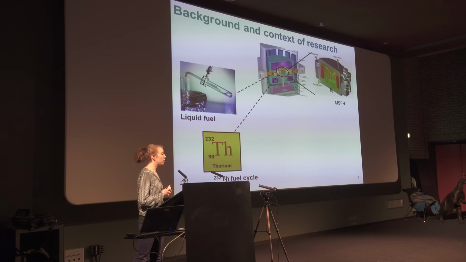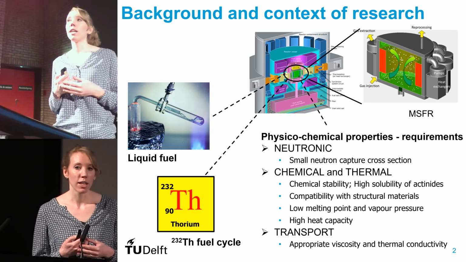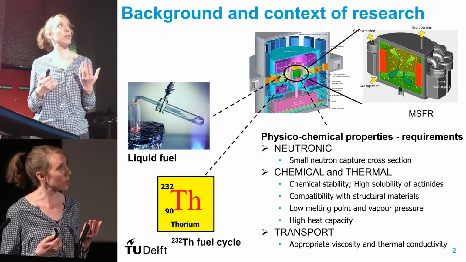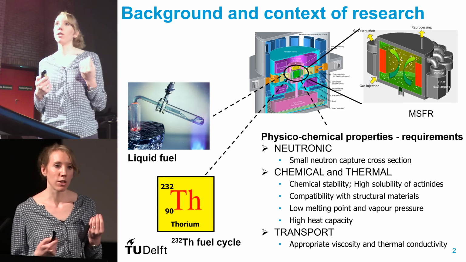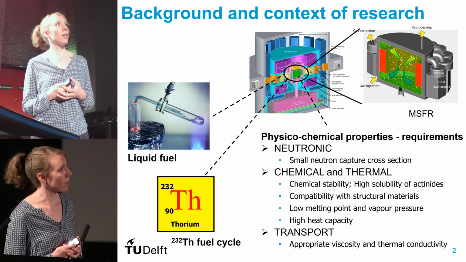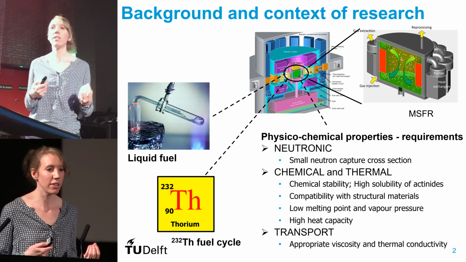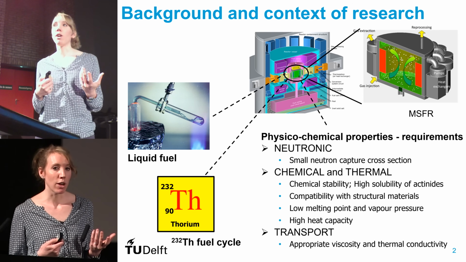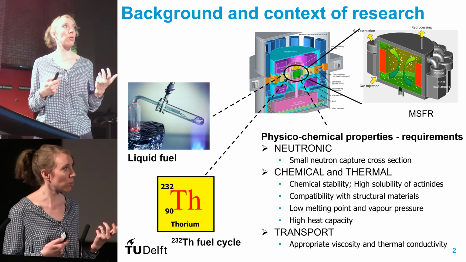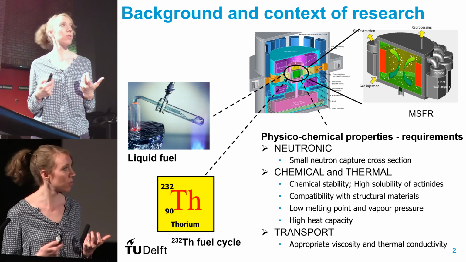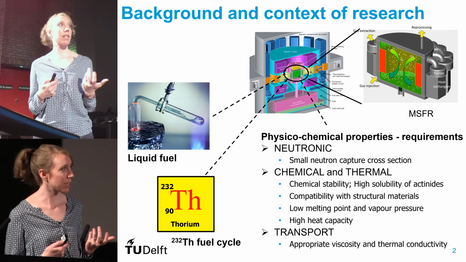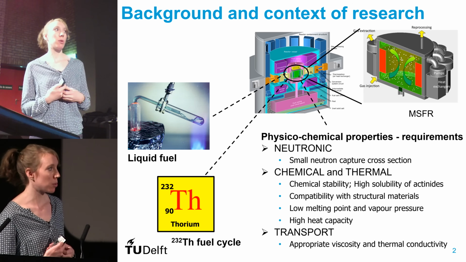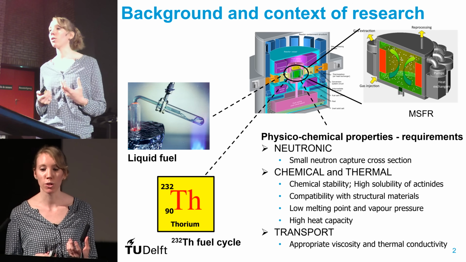This molten salt reactor is well adapted to work with a thorium fuel cycle. We have to look at a number of physical-chemical properties of the salt when choosing the fuel. We have to consider neutronic properties, chemical and thermal properties, so chemical stability. We need a high solubility of the actinides. We need the salt to be compatible with the structure materials. We need a low melting point and low vapor pressure, a high heat capacity, and we also need good transport properties, especially viscosity and thermal conductivity.